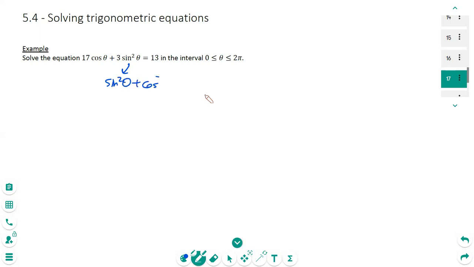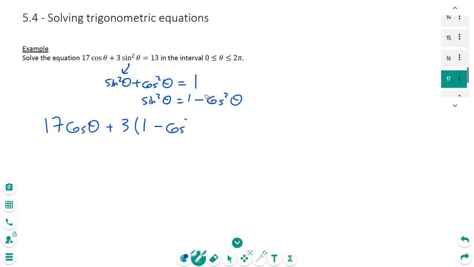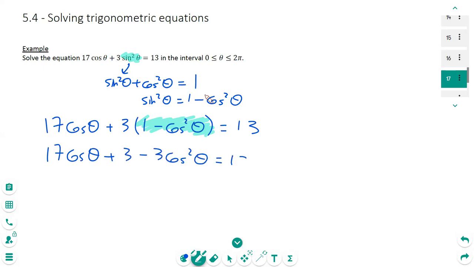This one will be easier to change into cos, because I know sine squared theta plus cos squared theta equals 1. Therefore, sine squared theta equals 1 minus cos squared theta. So the first step is I can replace that. So 17 cos theta plus 3 times (1 minus cos squared theta) equals 13. Next, I'm going to expand the bracket, and you realize it's a quadratic. So here we go, 17 cos theta plus 3 minus 3 cos squared theta equals 13.